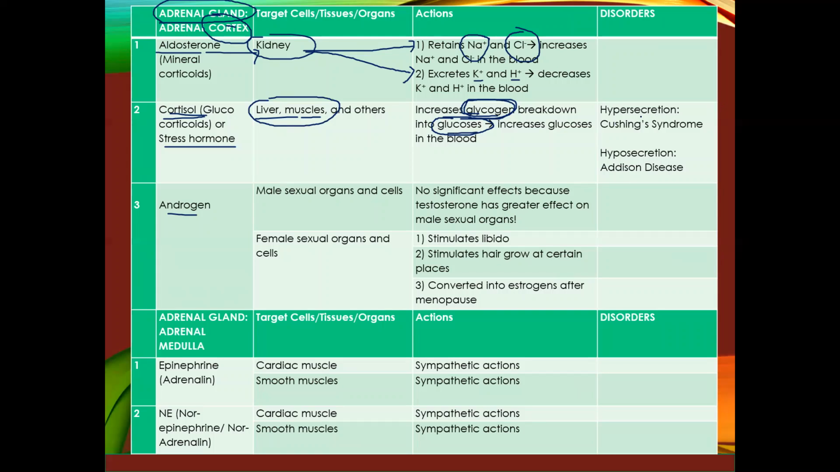Now, what happens if there is too much production of cortisol? It's called hypersecretion. The disorder is called Cushing syndrome for hypersecretion. For hyposecretion, too little production, the condition is called Addison disease. So usually people that have Addison disease get bruises easily on their body. Right? They have little production of cortisol.